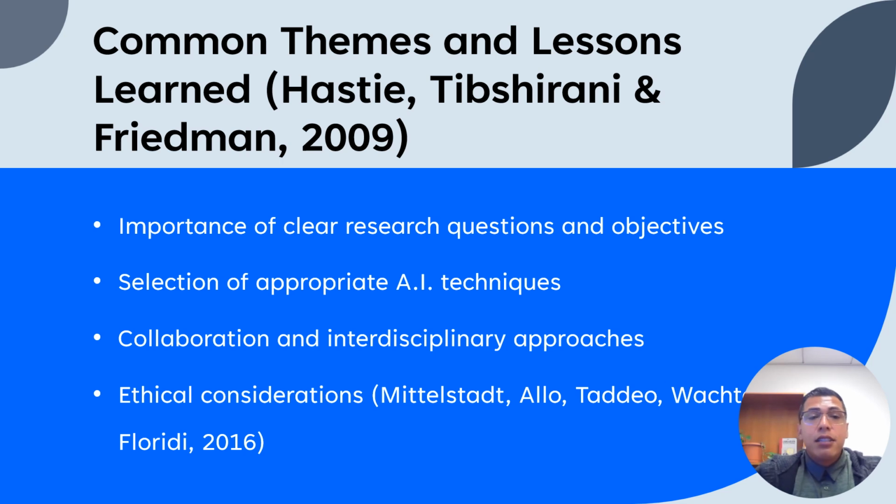As we reflect on the case studies presented, several common themes and lessons learned can be observed. According to Hastie, Tibshirani, and Friedman, 2009, and again, sorry about the names, having clear research questions and objectives is crucial to the success of any AI-assisted research project. This clarity allows researchers to choose the most appropriate AI techniques to address the specific research question at hand. Furthermore, many of the successful projects we've discussed involved collaboration and interdisciplinary approaches, which highlights the importance of combining expertise from different fields to create innovative solutions using AI.